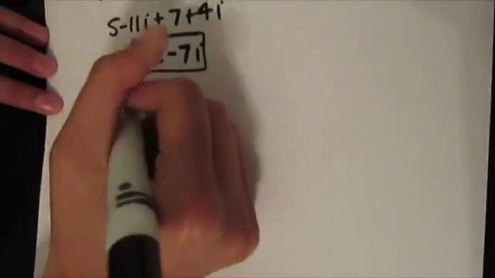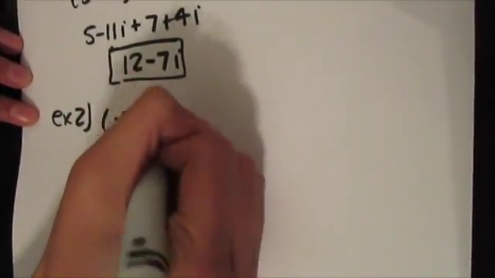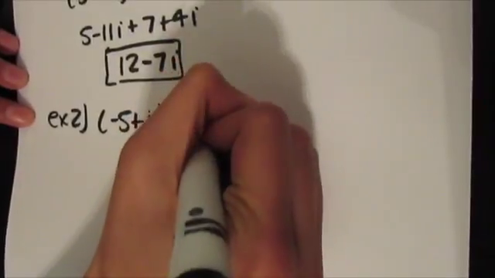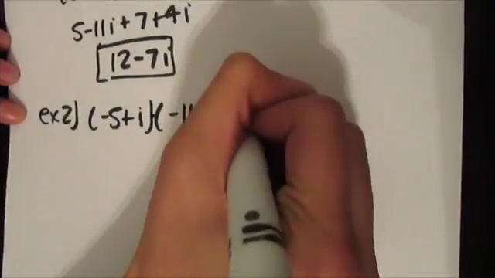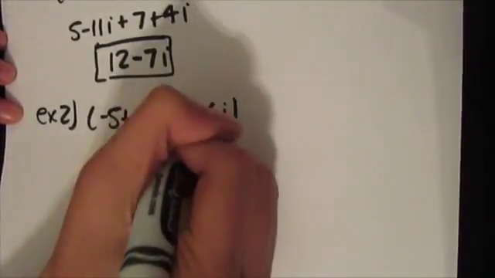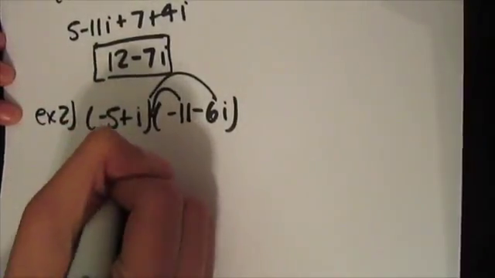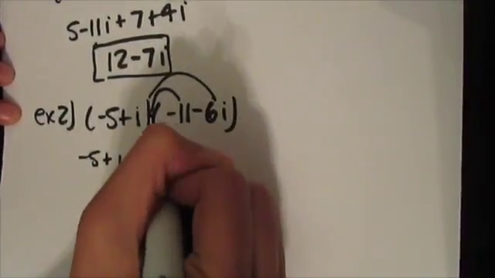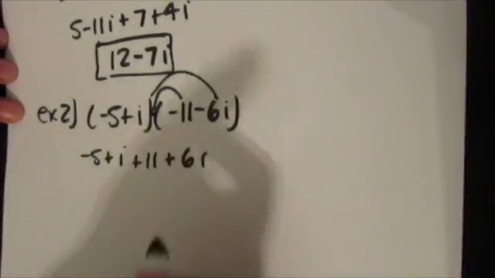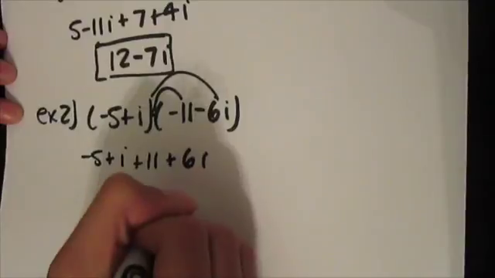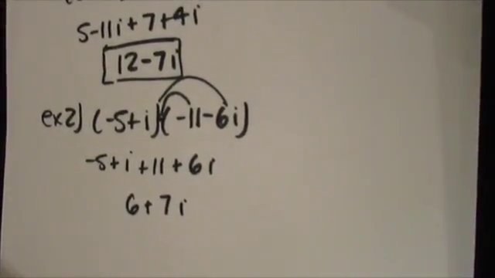What we have is negative 5 plus i minus (negative 11 minus 6i). Since this is a negative, we want to distribute to change the signs. We will end up with negative 5 plus i plus 11 plus 6i, which once we simplify, combining like terms, we will end up with 6 plus 7i. That's how you add and subtract complex numbers.